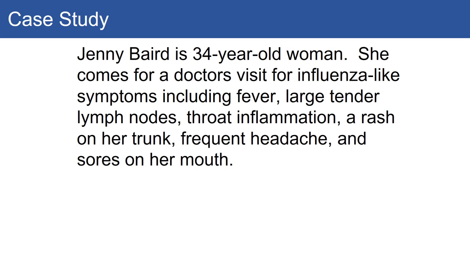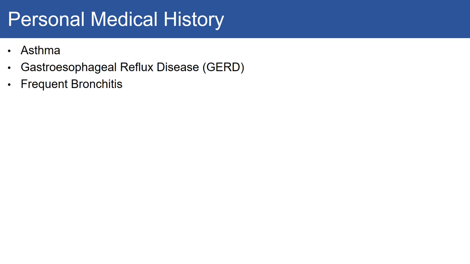So a quick case study, we're going to talk about Jenny Baird, who's a 34-year-old woman. She comes in for a doctor visit with influenza-like symptoms, including fever, large tender lymph nodes, throat inflammation, rash on her trunk, frequent headaches, and sores on her mouth. Personal medical history: she does have asthma. She also has acid reflux disease, gastroesophageal reflux, and she has frequent bronchitis.